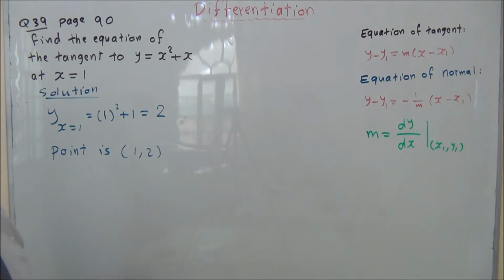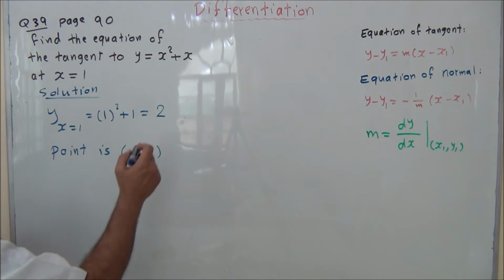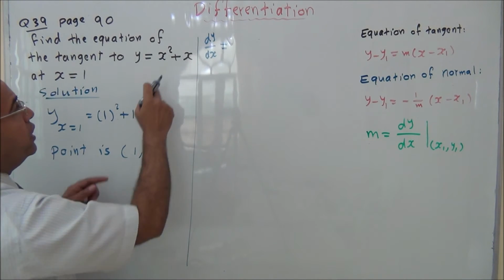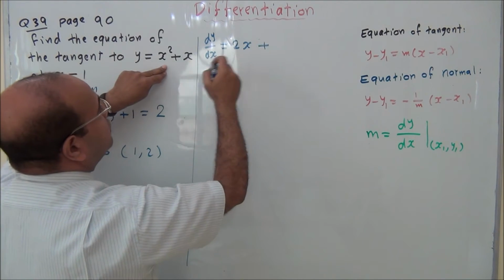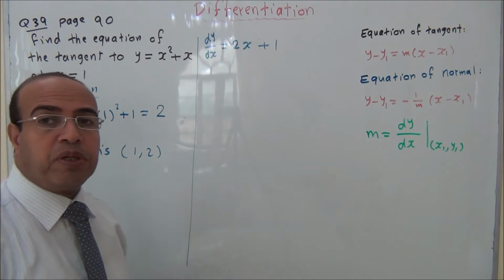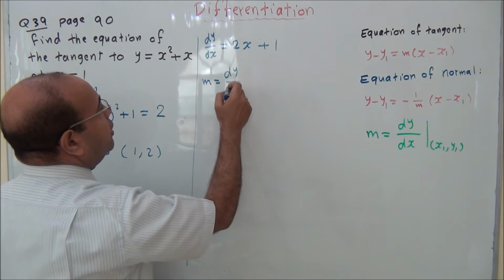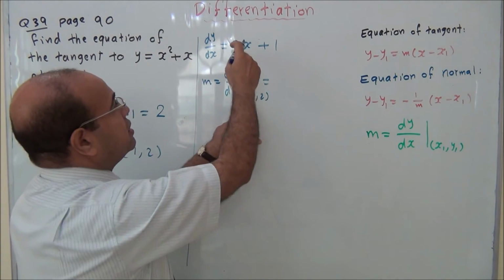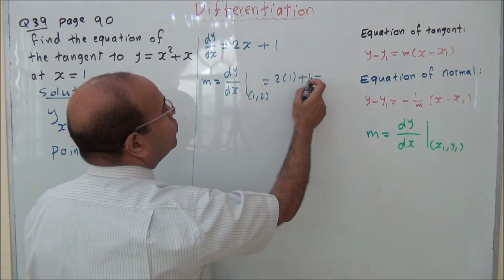Now, we find dy by dx, the gradient of the curve at any point. So dy by dx, we differentiate. So 2 comes down, 2x to the power 2 minus 1, plus the differentiation of x is 1. This is the gradient at any point. At our particular point 1 and 2, we say it is m. So m is dy by dx at the point 1 and 2. So just replace x by 1 in dy by dx. So it's 2 multiplied by 1 plus 1, 2 plus 1, it is 3.